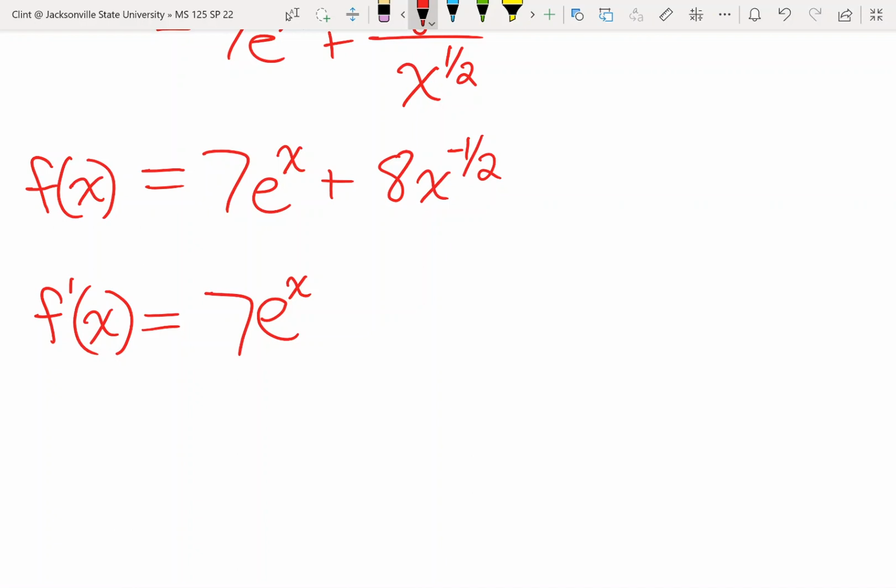And then use our power rule on the other piece. We've got negative 1/2 times 8. That's negative 8 over 2. Be negative 4. So be careful with the signs on these. We got to subtract 1 from the exponent. So getting a common denominator, that'll be minus 2 over 2. That'll be minus 3 over 2.